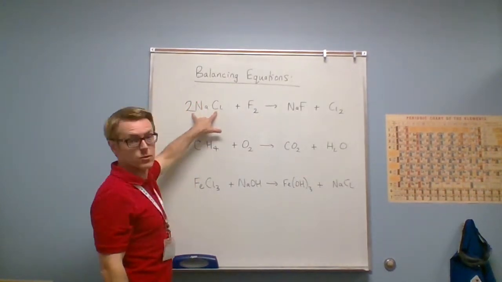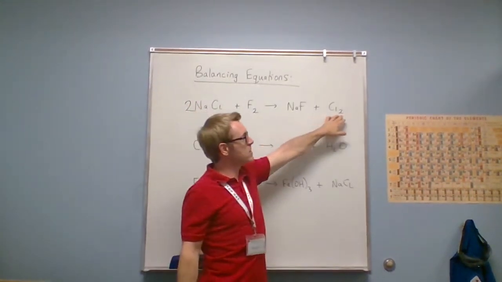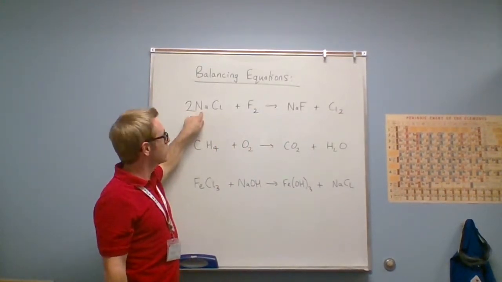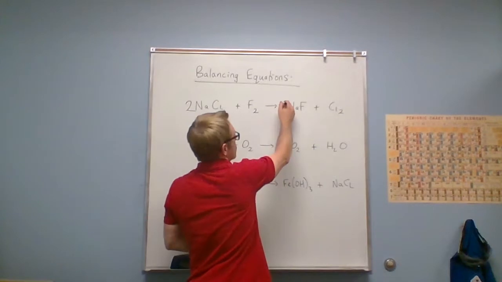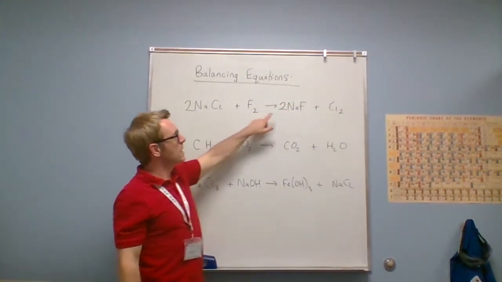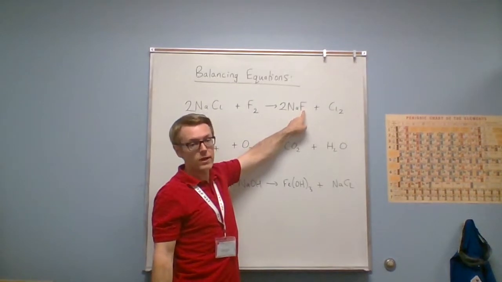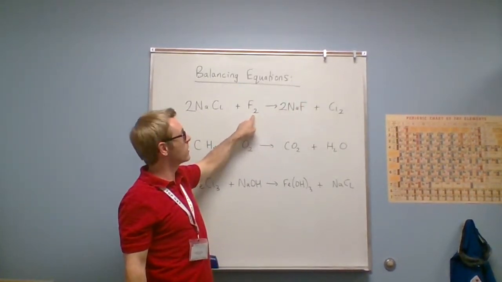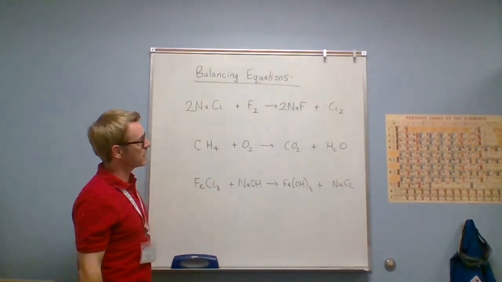So now I've got 2Cl to match this 2Cl, but the number 2 also multiplies the sodium. So I'd have to put a 2 here, so I now have 2 sodium on each side. This 2 multiplies the fluorine, which is okay because I also have 2 fluorine over here. So right now this is balanced.